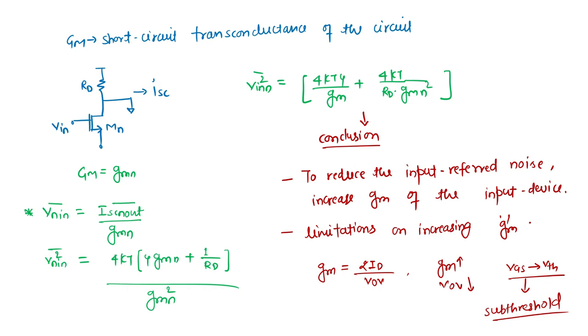So the lesser this V overdrive is, the more your gm increases, which is fine, but we cannot reduce the V overdrive much because the transistor goes near the off state, which is the subthreshold state. This is one limitation. Other limitations you can think about.